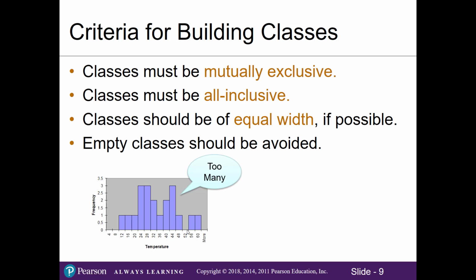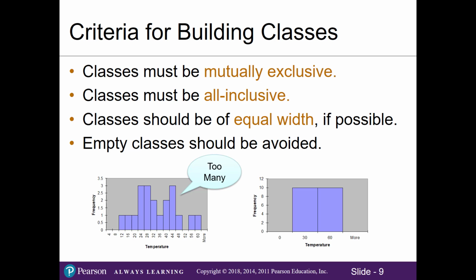Too many classes can give a poor indication of how frequency varies across classes. In this example of the same data set, we have too few classes so that we can't see the distribution or its actual shape. It's just one big blob in the middle. Too few classes can hide or obscure important patterns of variation.